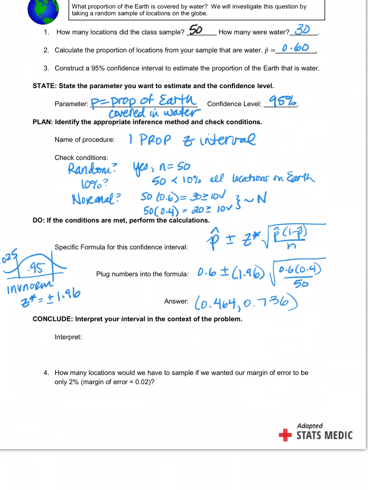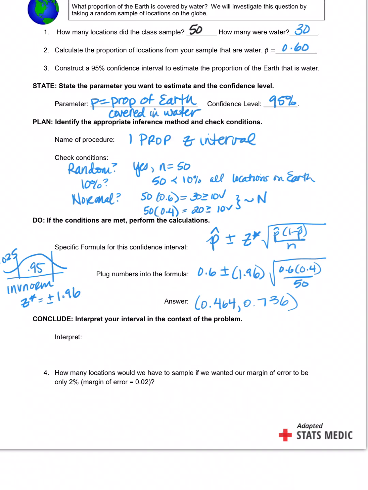Okie doke. Did y'all get that? Huh, interesting. 75% is not in there, is it? But 70% is, so. Do you think it's an exact number? You think they know exactly how much of the earth is covered in water? No. No, it's just an estimate, right? So fairly decent confidence interval.